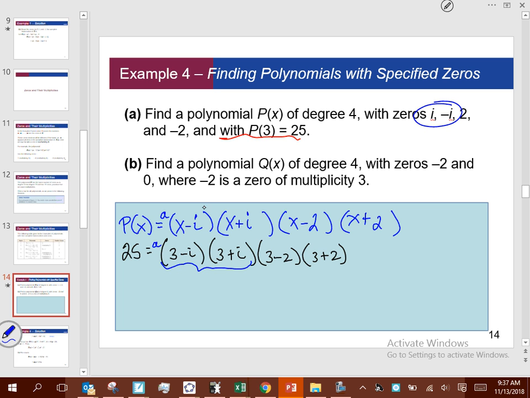I'm just going to go first times first, which is 9, and then last times last, which gives me negative i squared. Anybody remember what i squared is equivalent to? Negative 1. So we got, let me rephrase it, 9 minus negative 1, right? 9 minus negative 1. What's that turn into?